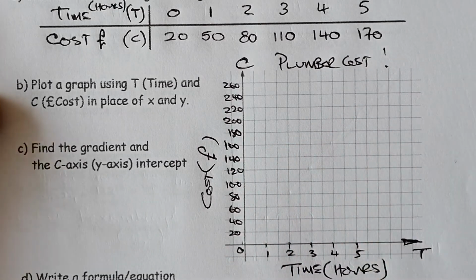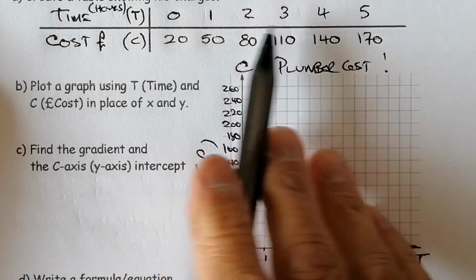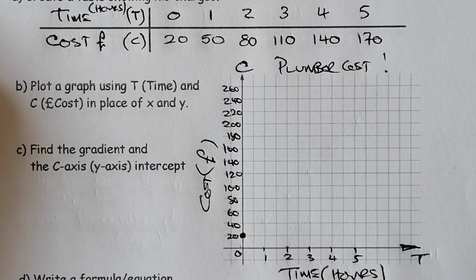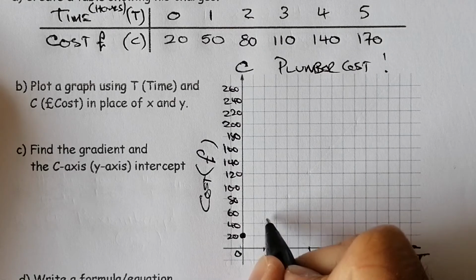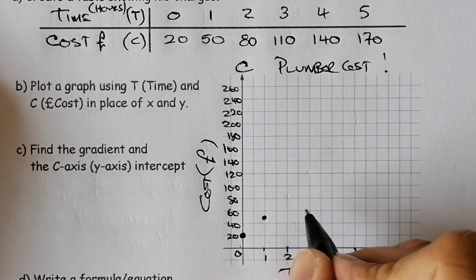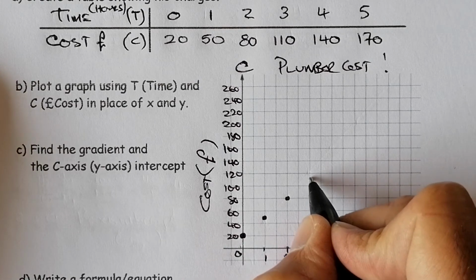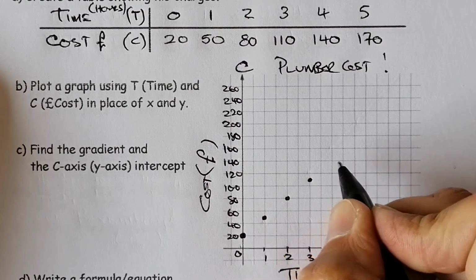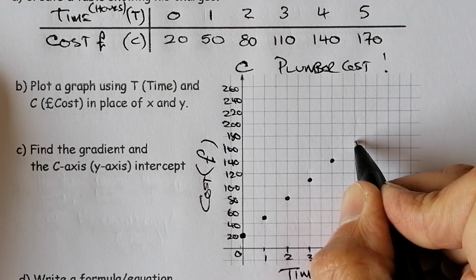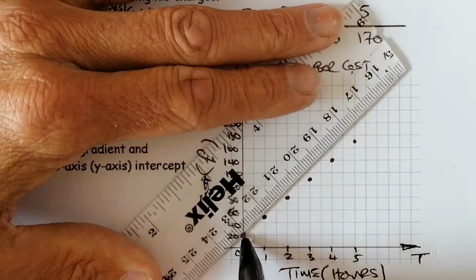Okay, plumber cost. Right, so let's plot our graph, and I'm just going to use the values that we've generated up above as we moved along. So 0, 20. We're starting up here, not at 0, 0, because there's a call-out fee. 1 and 50. So 50 is right in the middle between 40 and the 60 that's there. For 2, I've got 80, so that's right on the lines that are crossing over. For 3, I've got 110, so that'll be in there. 4 is going to be 140, so it's going to be there. And 5 is up at 170, which is in between there. Okay, draw a straight line through it, and that'll give me my graph.